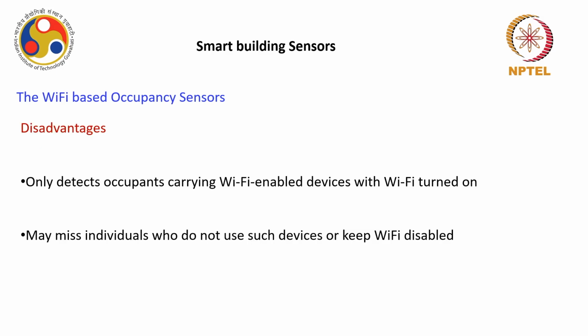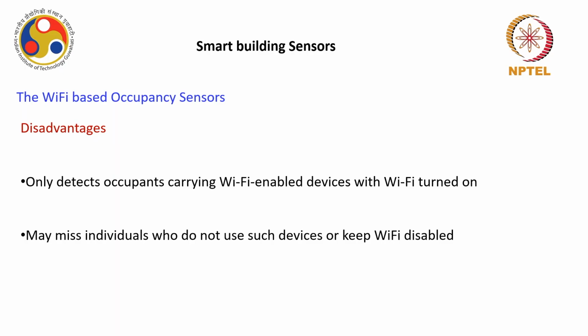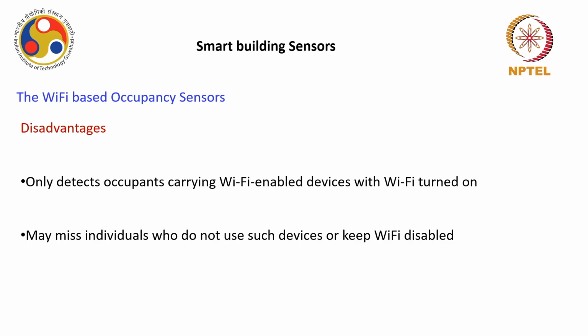However, there are certain disadvantages associated with Wi-Fi based occupancy sensors. They can only detect occupants who are carrying Wi-Fi enabled devices with Wi-Fi turned on. Consider the case where the occupant is carrying non-Wi-Fi devices like a simple keypad based mobile phone, or is not carrying any laptop, or is carrying a smartphone but has Wi-Fi turned off. In those cases it is impossible to detect the occupant using Wi-Fi based technologies. It may miss individuals who do not use such devices or keep Wi-Fi disabled, right?